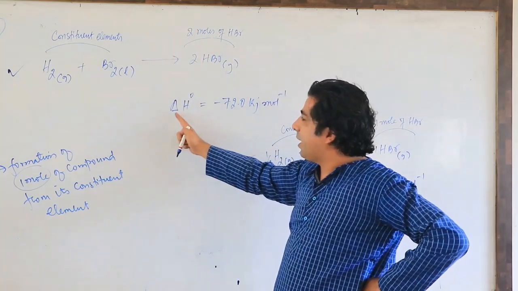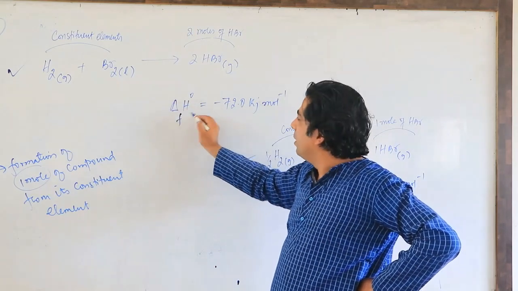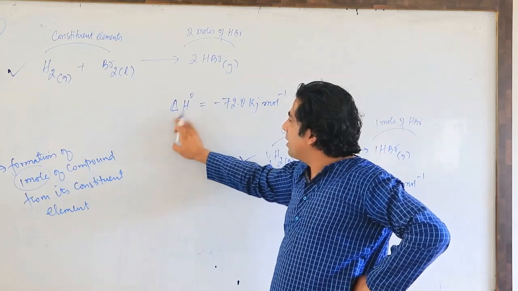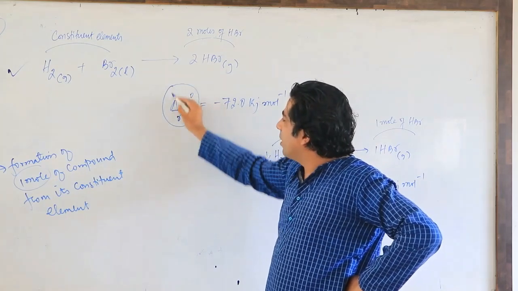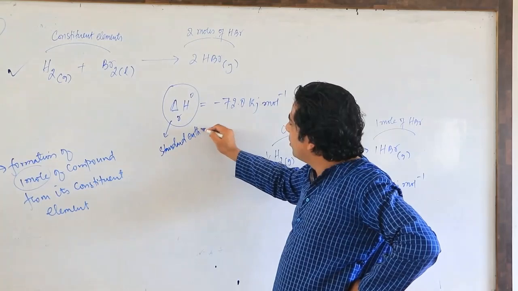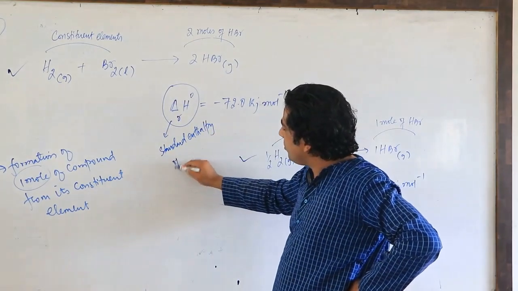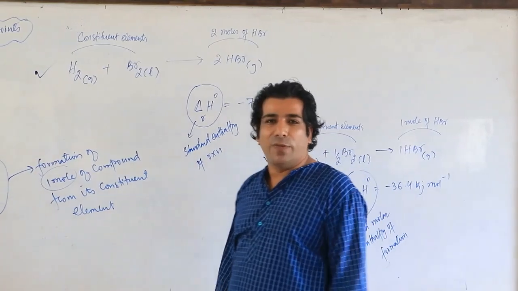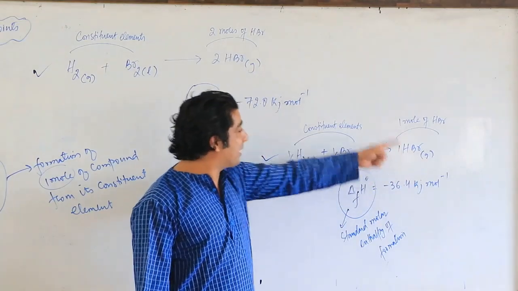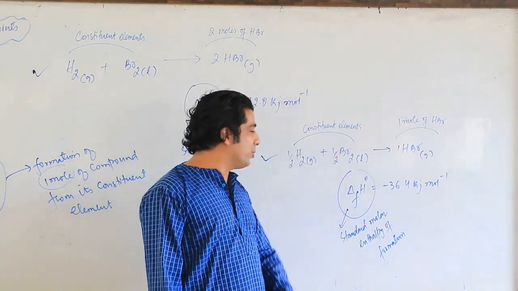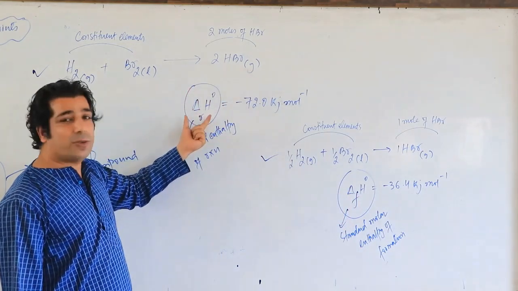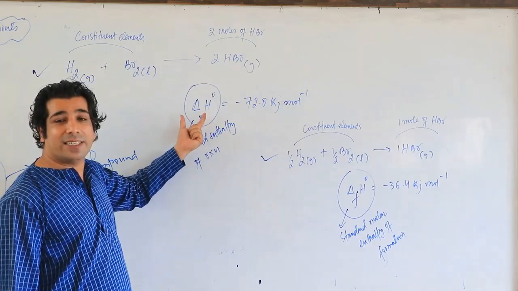So for this, I cannot write delta H naught F. This is not correct. So what I am going to write here, my dear friends, is delta H naught R. That will become the standard enthalpy of a reaction. You can't write it as standard enthalpy of formation because 2 moles are formed. Wherever there is a formation of 1 mole from its constituent elements, there you can use the standard enthalpy of formation. But here 2 moles are formed, so you have to write standard enthalpy of reaction.